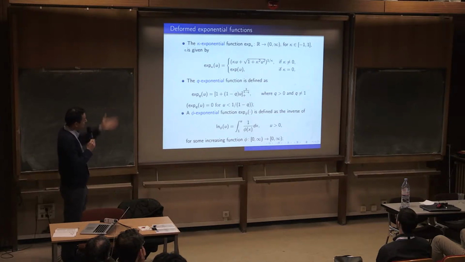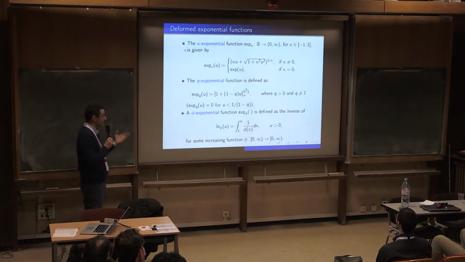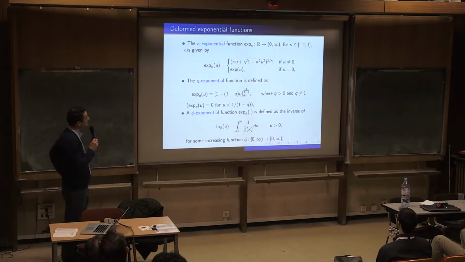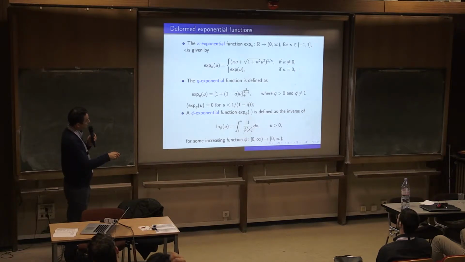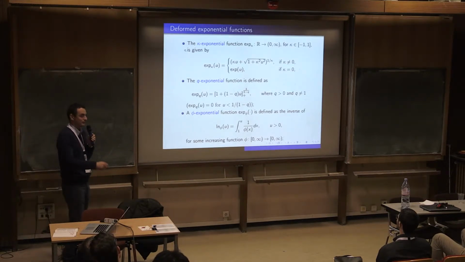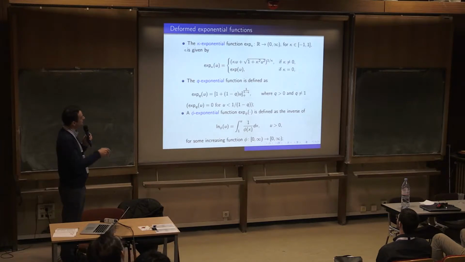These are some functions that are special cases of deformed exponential functions. The first one is called the kappa exponential function. It has such a form, called exp of kappa. This index kappa means that it's different from the regular exponential. For kappa equal to 0, it's the regular exponential. When it's different from 0, we have a more fancy expression.